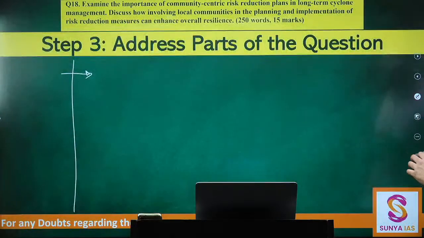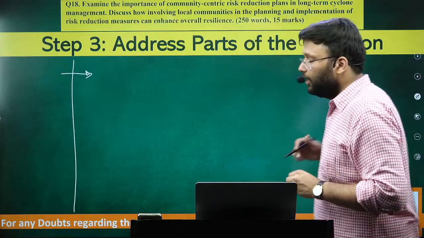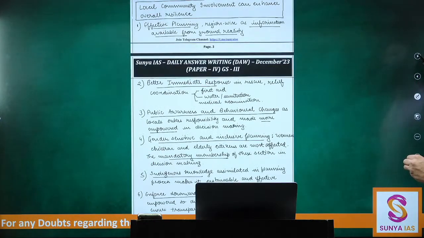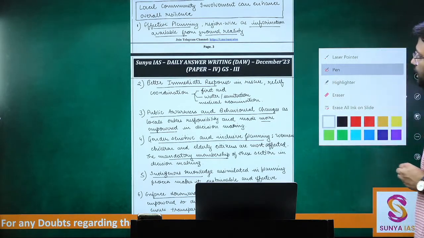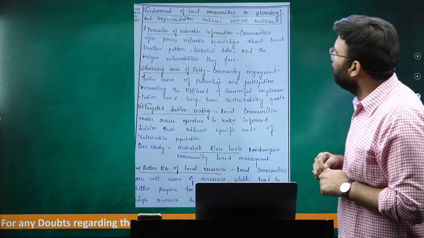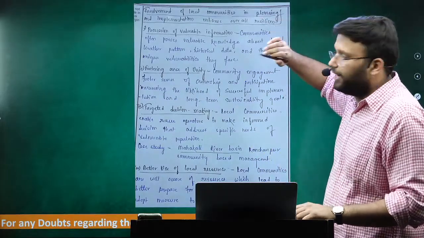Let's come back to the question now. So these were the value additions which I was telling you. Now let's see some more good answers. Let's see this one. Involvement of local communities in planning and implementation. We will just see the subheadings.